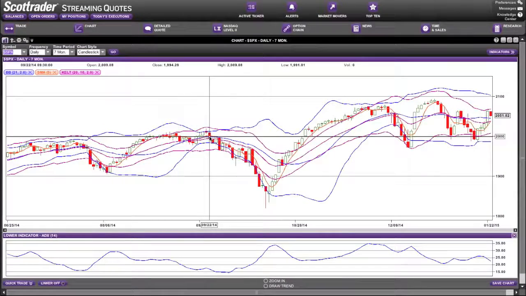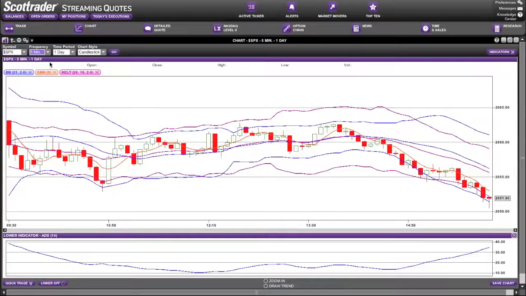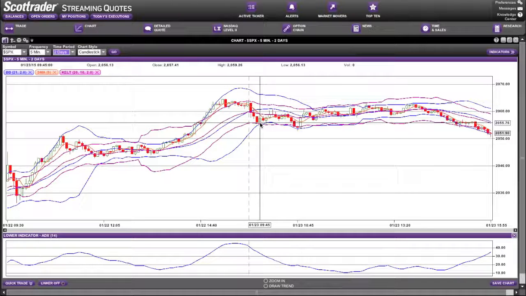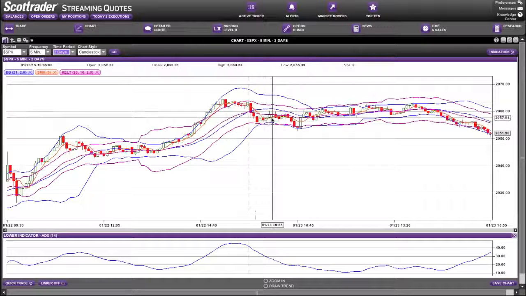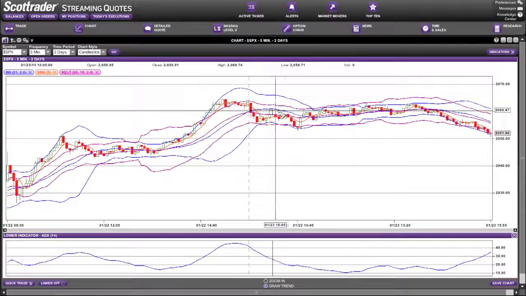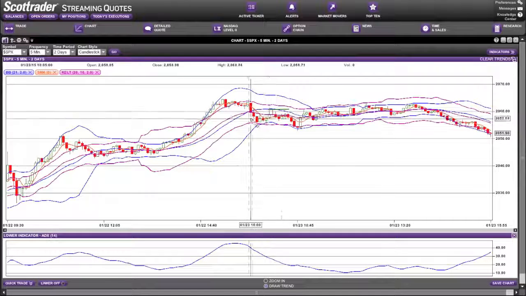Getting to the daily on the SPX. Going to bring up a little more frequent time range here so you can see exactly what happened today. Comparison to yesterday, prices dropped to this lower Bollinger Band level at 2055. Got some resistance at the midpoint Bollinger line, and fell again to that lower Bollinger line.